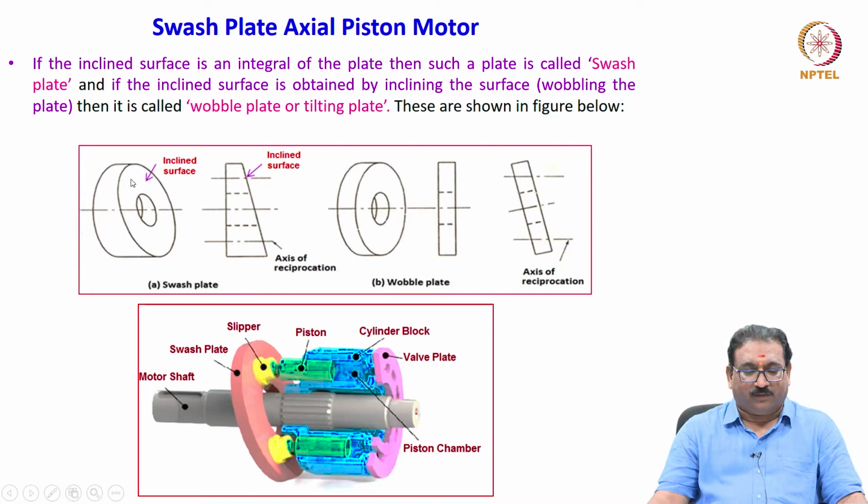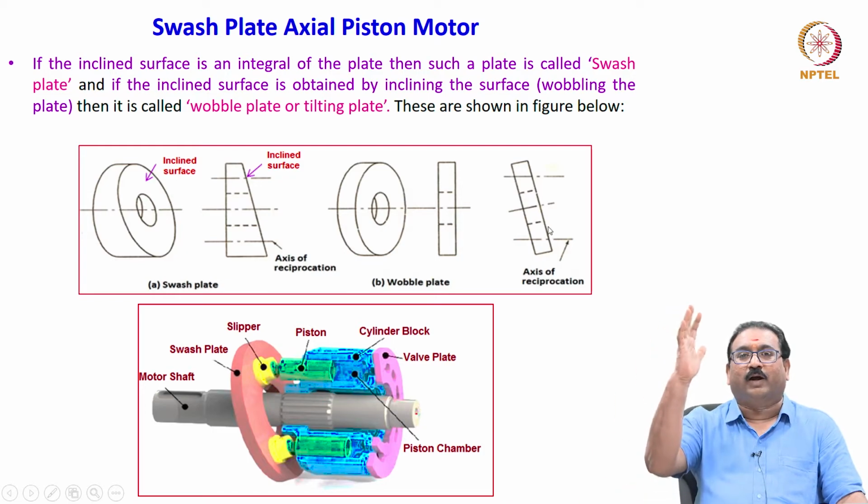These are shown in the figure below here. You will see here, if the inclined surface is a fixed one, you can't change it, then this is a swash plate. But you will see here one more I have shown, wobble plate. Here the axis of reciprocation you will see, meaning you have to adjust like this or like this. This is the wobble plate design.